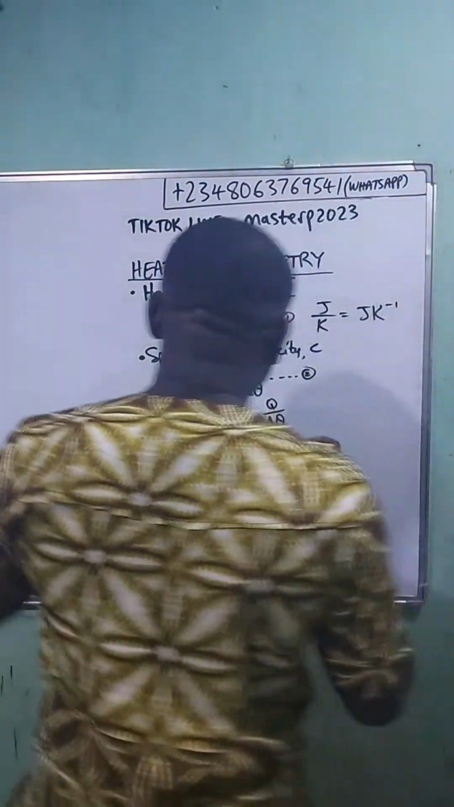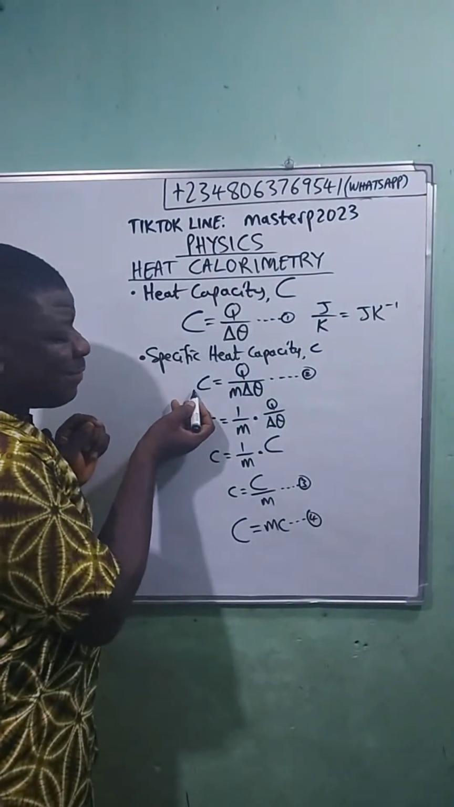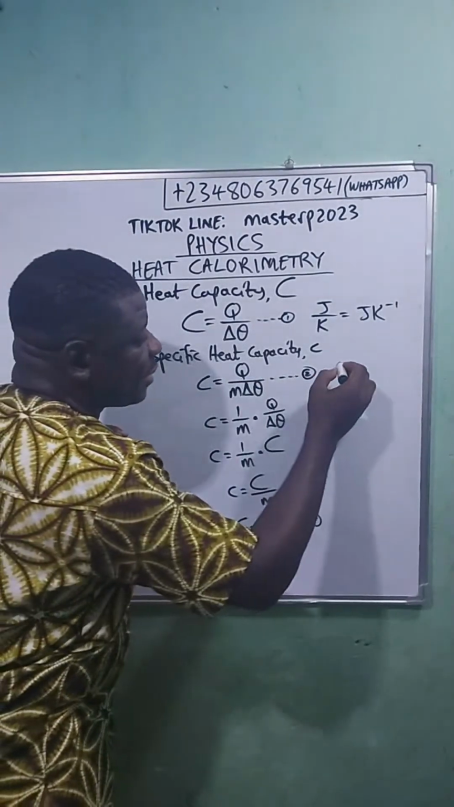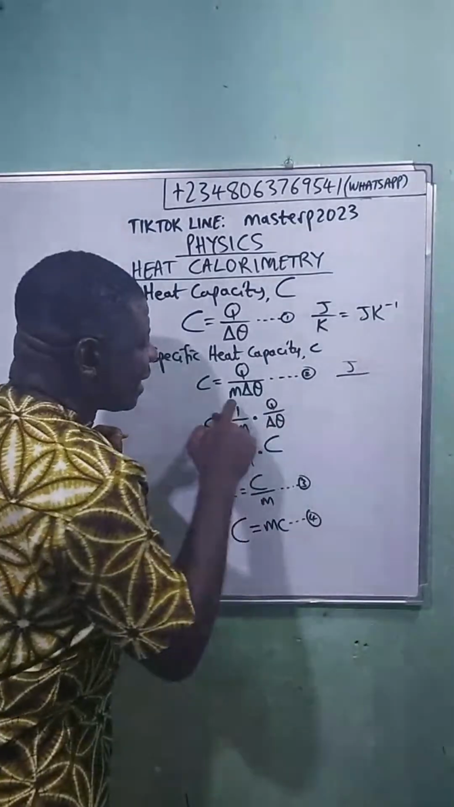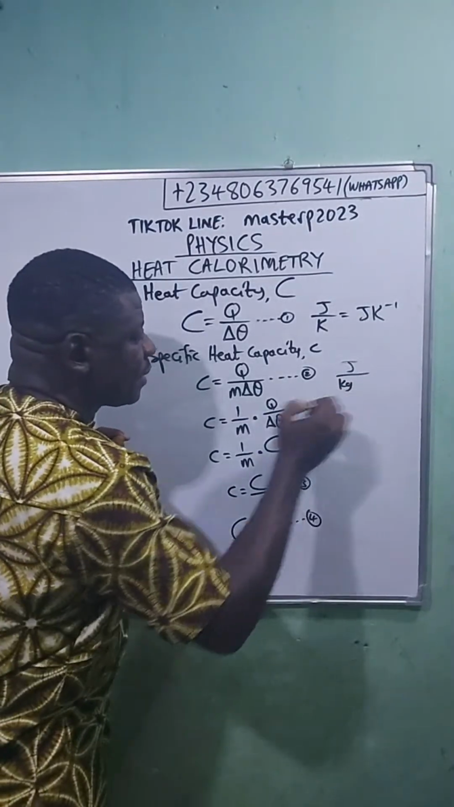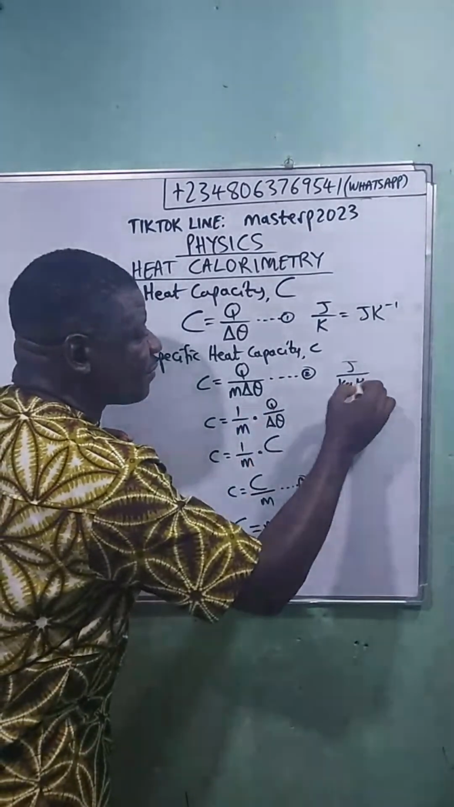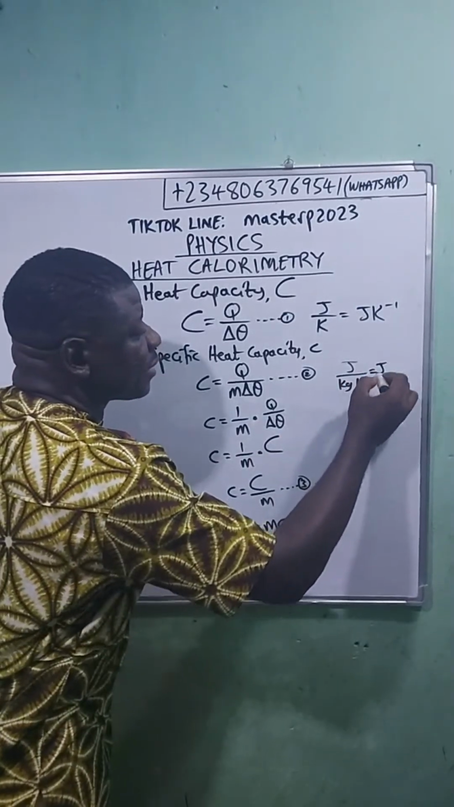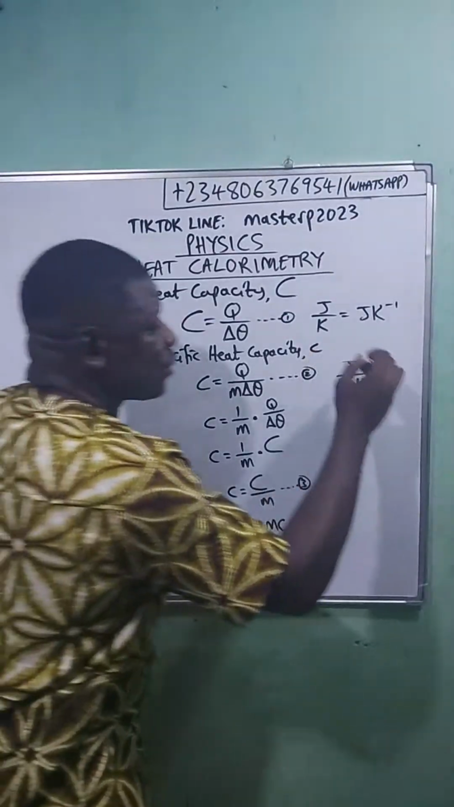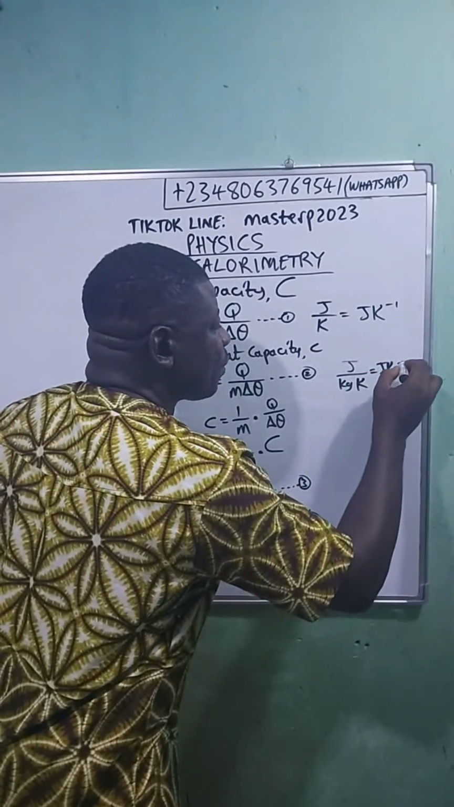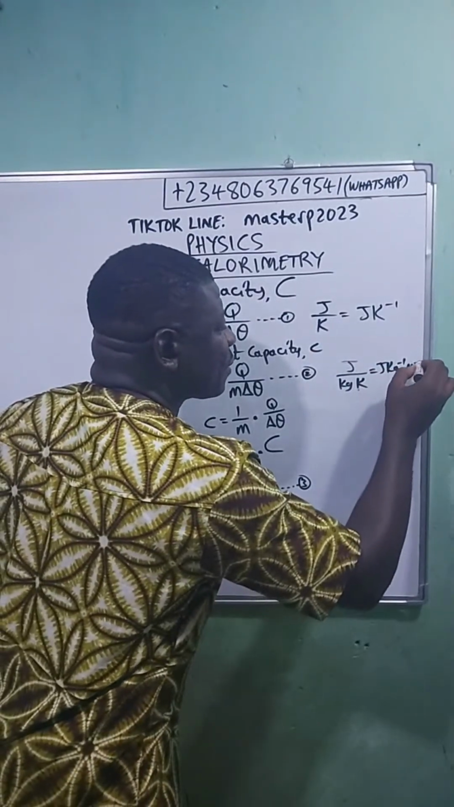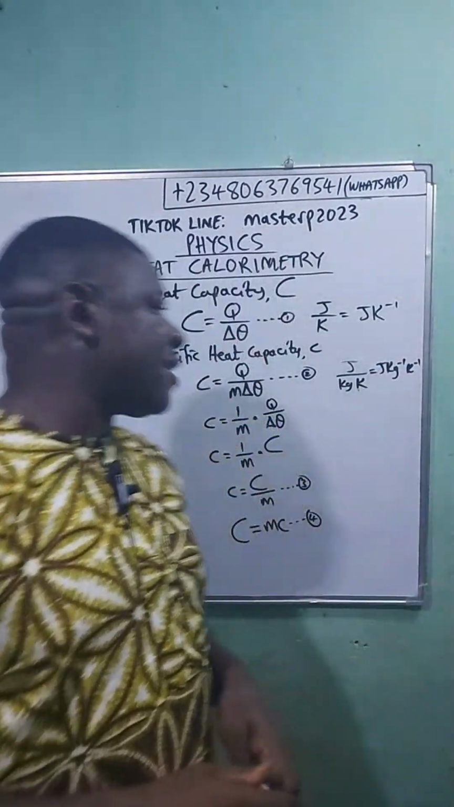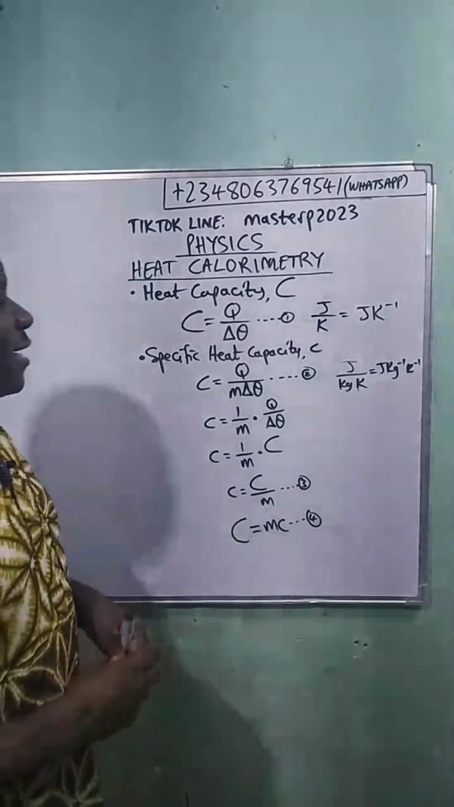So how do I get the SI unit of specific capacity? The SI unit of energy is joule, the SI unit of mass is kilogram, and the SI unit of change in temperature is Kelvin. Carrying the mass up, kg to the power 1 becomes kg to the power minus 1. So the SI unit of specific capacity is joules per kilogram per Kelvin.